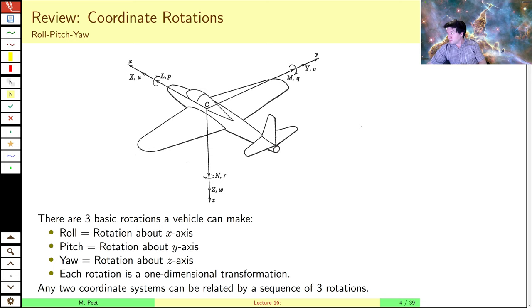So in aircraft dynamics, the X is typically pointing towards the front. Now we don't have a front in space, so that makes life a little bit difficult. So the front is in aircraft for X. Z is down. And Y is the third direction, right? So why is Z down? Well, we don't know, but that's how it is.